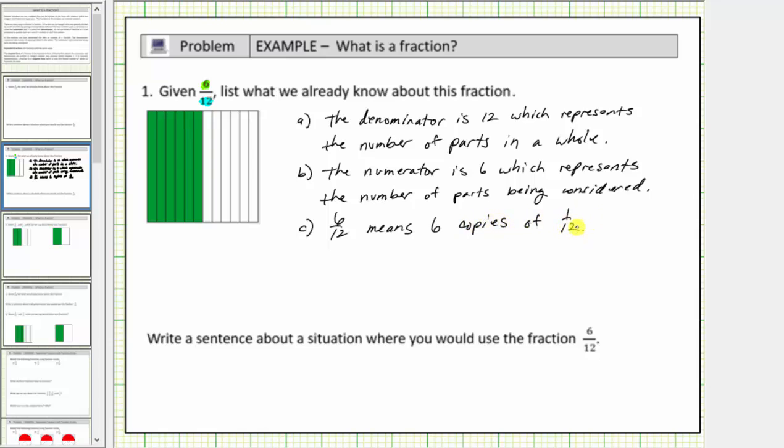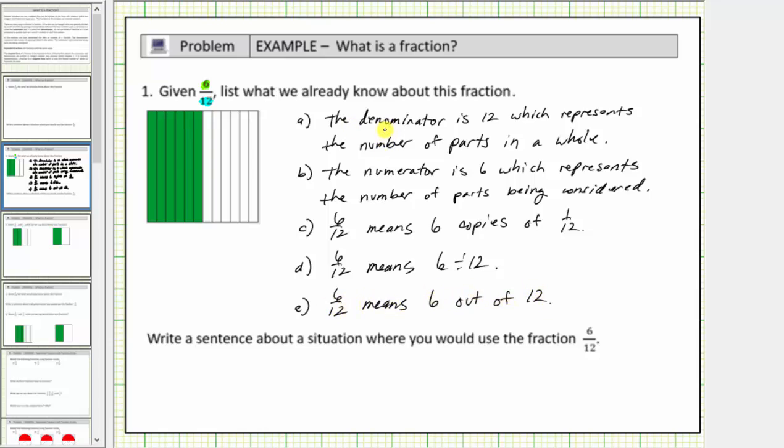Going back to the model, notice how each part represents 1/12 of one whole, and because we shaded 6 of the parts, we have 1, 2, 3, 4, 5, 6 copies of 1/12. And because a fraction bar means division, we can also view the fraction of 6/12 as 6 divided by 12. We can also view 6/12 as 6 parts out of 12, where the 12 parts make up one whole.